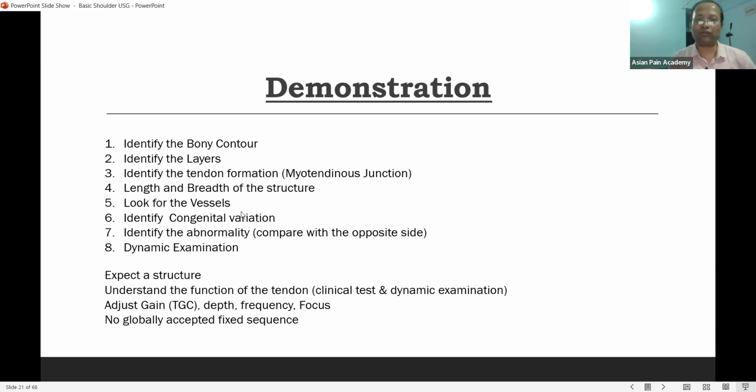Then comes look for the vessels. This is mainly for interventions, that whenever you are doing some intervention, you should not puncture the vessel or inject any drug inside the vessel.